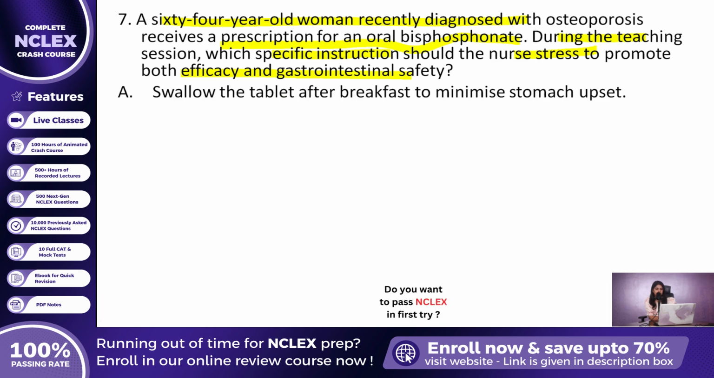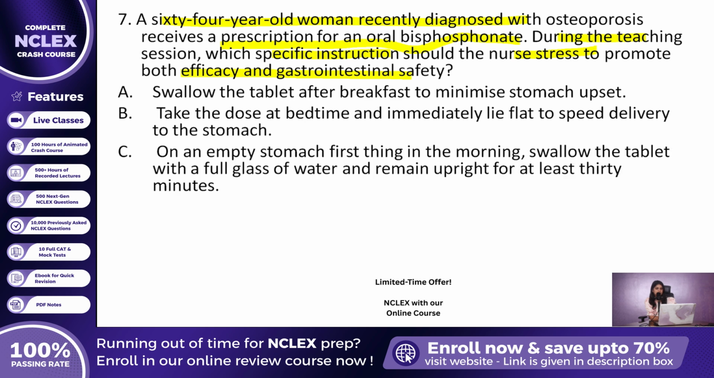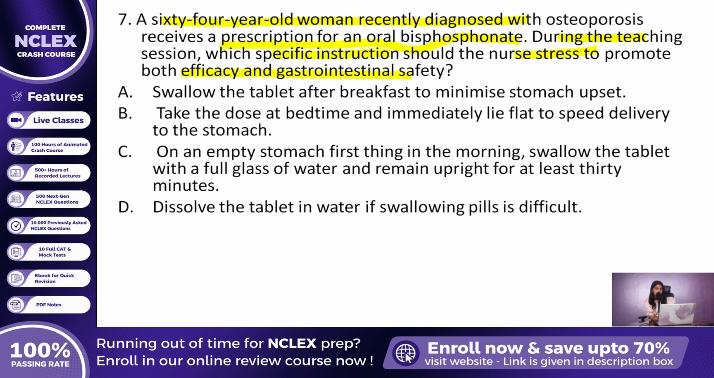Option A, swallow the tablet after breakfast to minimize stomach upset. Option B, take the dose at bedtime and immediately lie flat to speed delivery to the stomach. Option C, on an empty stomach first thing in the morning, swallow the tablet with a full glass of water and remain upright for at least 30 minutes. Option D, dissolve the tablet in water if swallowing pills is difficult. Ready to settle on the best approach? The answer that safeguards both absorption and the esophagus is option C.